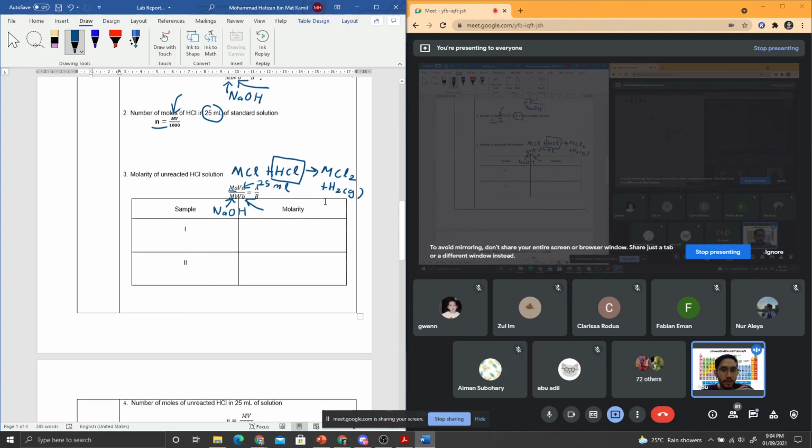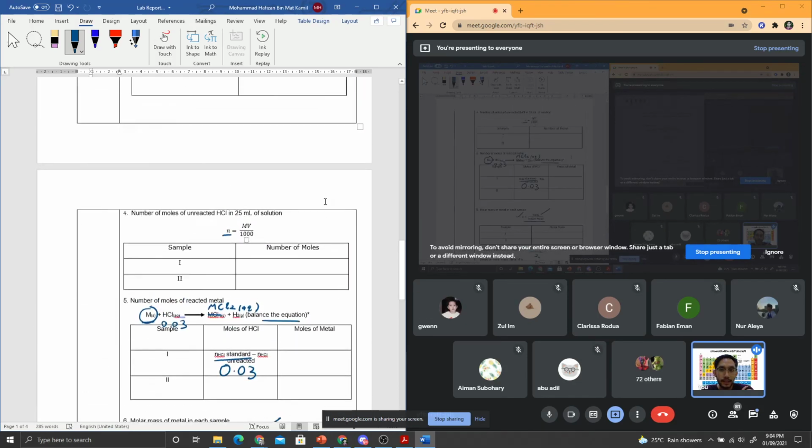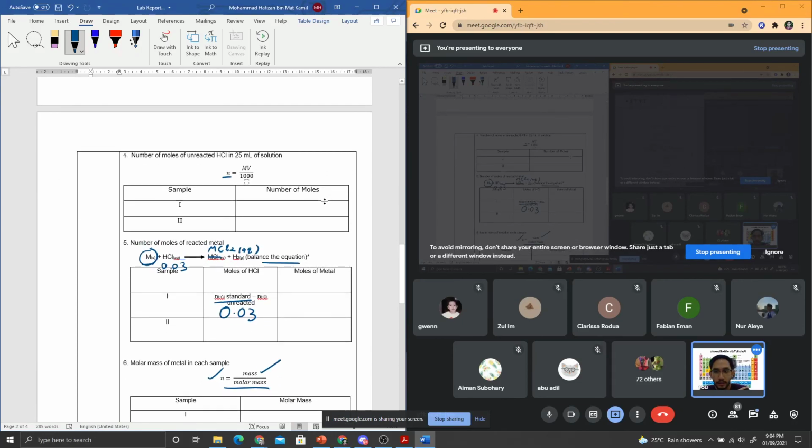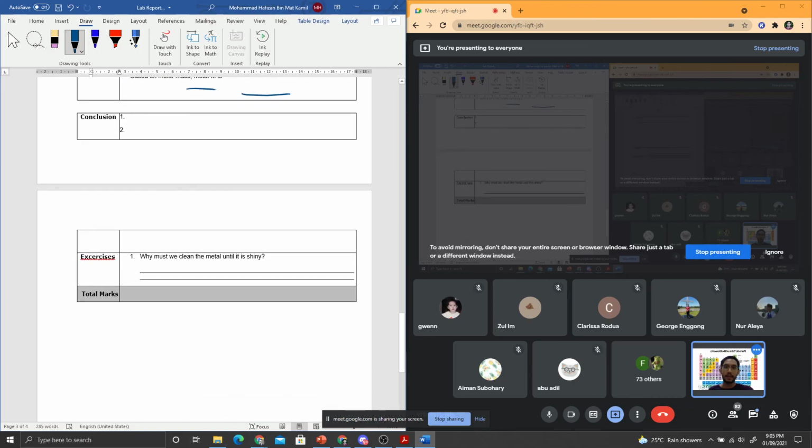This I just cerita macam mana nak jawab. And then the only thing yang salah dalam template tu is this. Number 5 ni, it is not MCl aqueous. It is MCl2 aqueous. Okay, so tukarkan ke MCl2 aqueous. And that's it. So itu saja, and buat and submit next Monday.